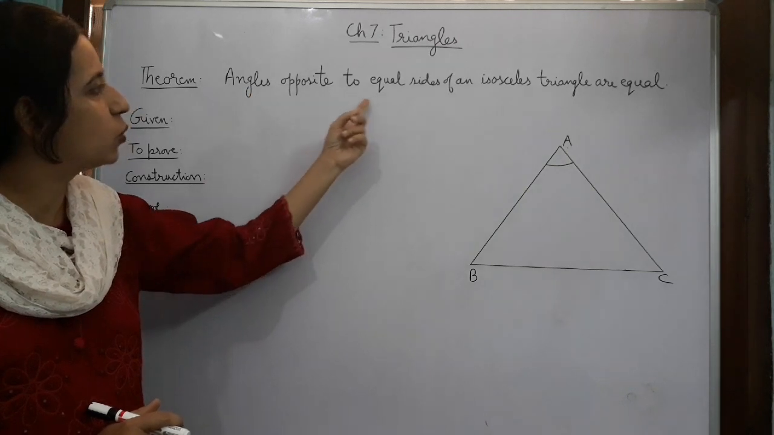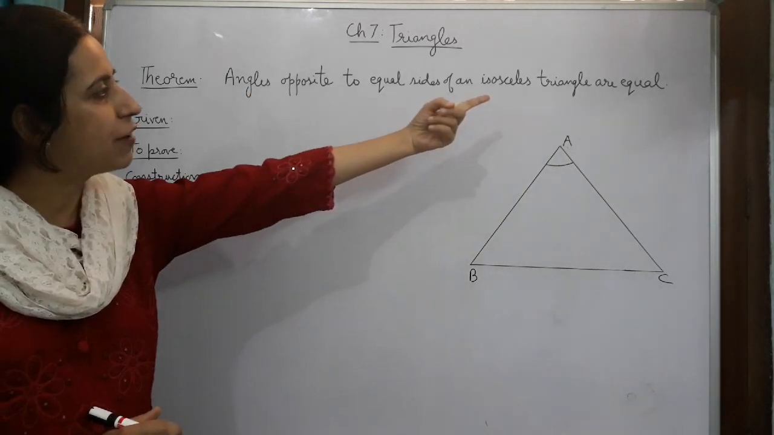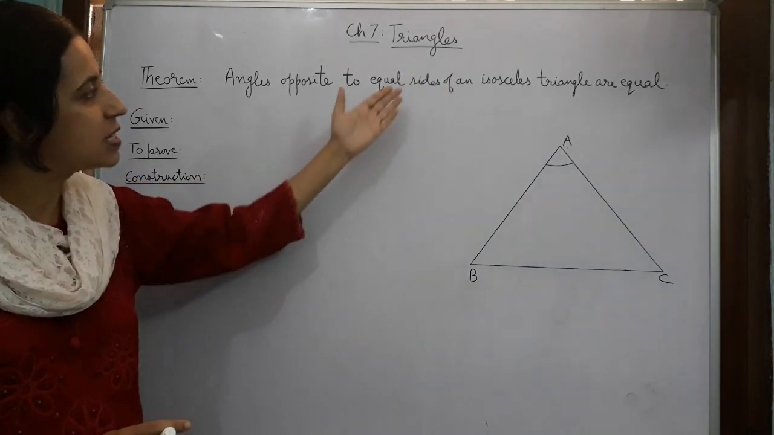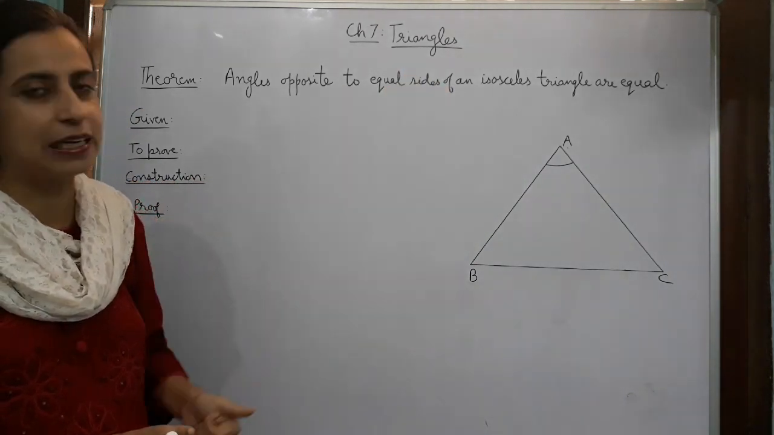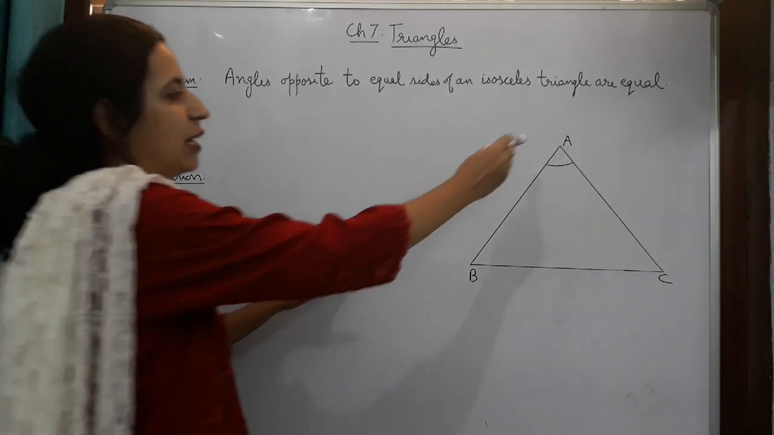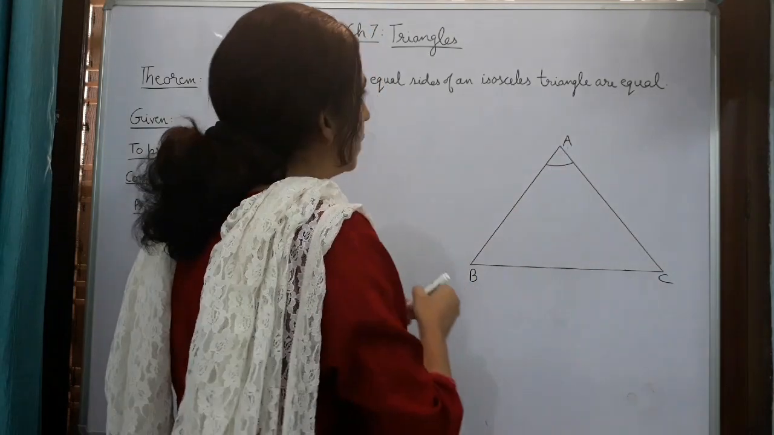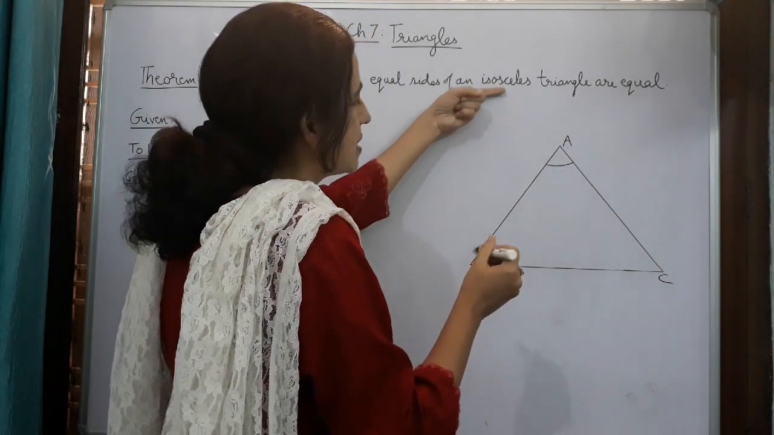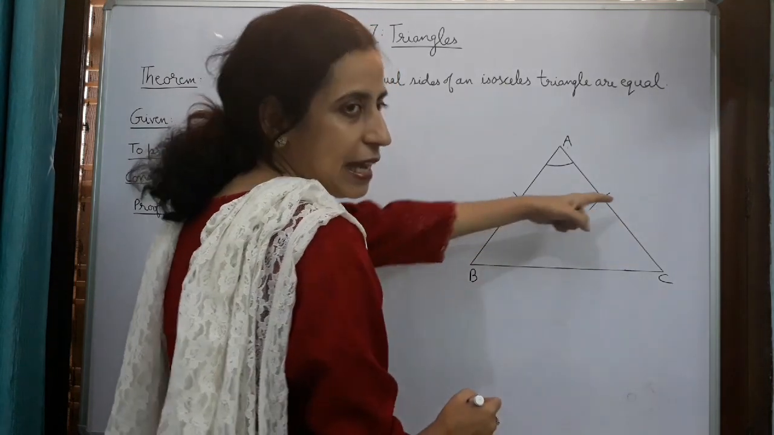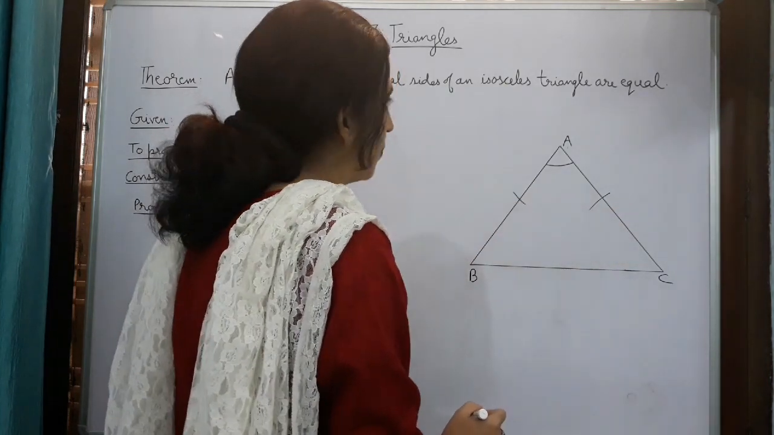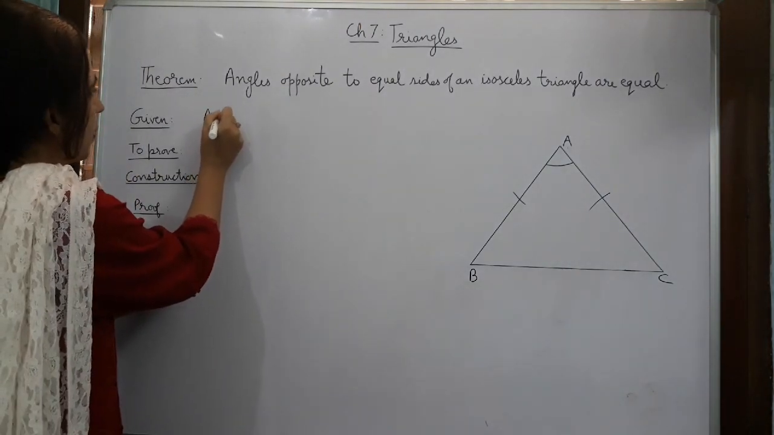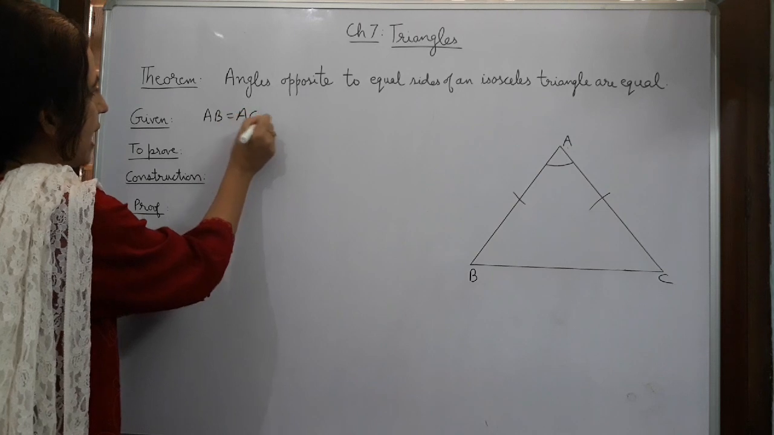Angles opposite to equal sides of an isosceles triangle are equal. You must have studied this theorem in your junior classes, but now we will prove it. So this is triangle ABC. It is given to us that this is an isosceles triangle. So over here AB is equal to AC. In given we write down AB is equal to AC.